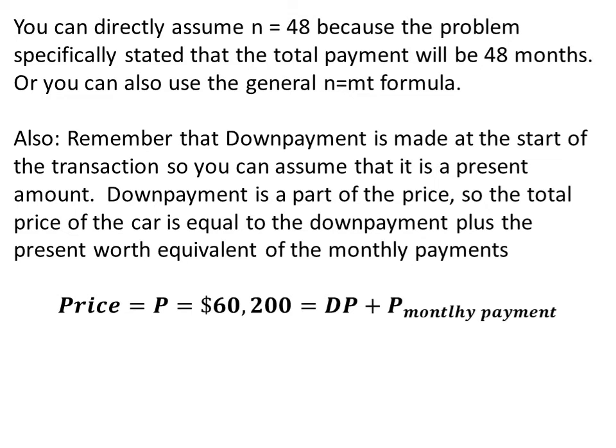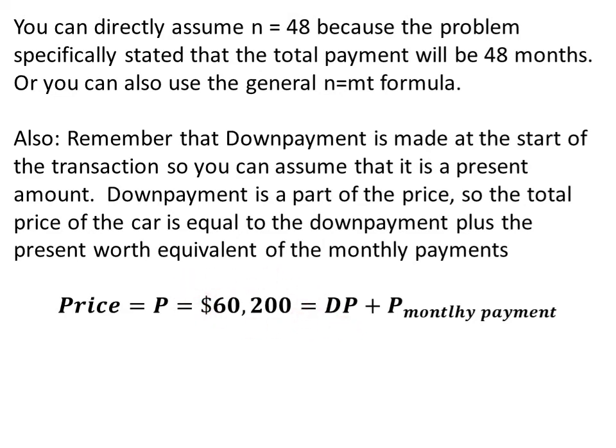Now, the down payment is a part of the price. So the total price of the car is equal to the down payment plus the present worth equivalent of the monthly payments. Meaning, the total price of the car, $60,200, comprises the present amount of all the monthly payments plus the down payment. The down payment is always a part of your total price.